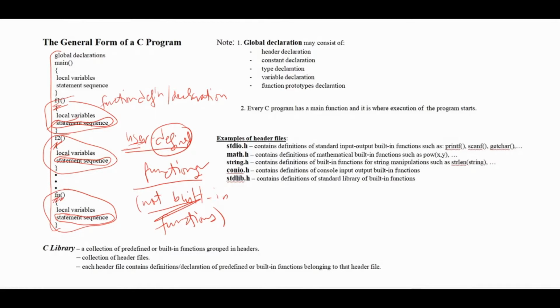Now notice that for each function, whether it's a user-defined function or the main function, this is the main function where program execution starts. So the statements and the instructions inside the main function are the ones executed when you run the program. F1, F2 to Fn are executed only when they are called, maybe from the main function or called by a function that is called by the main function.